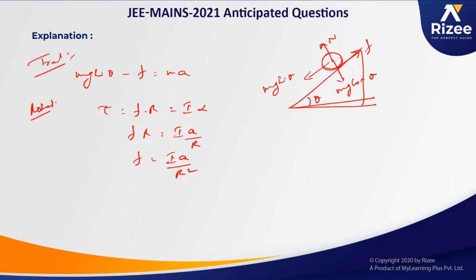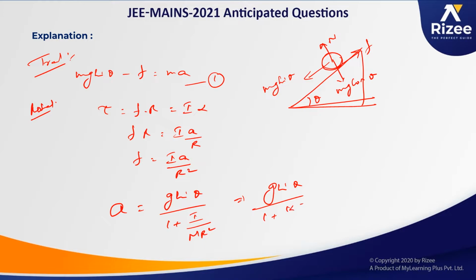So substitute this particular value in equation number 1 and solve it. From that one you can solve for the acceleration. You can get the acceleration as a equals g sin theta by 1 plus moment of inertia by m r square, or generally this will be taken as a equals g sin theta by 1 plus k square by r square. Also this will be your acceleration condition, sir.